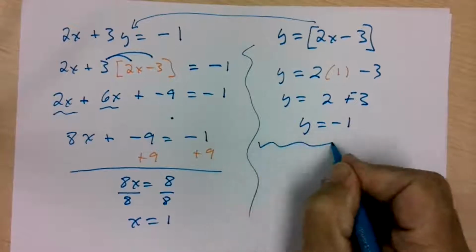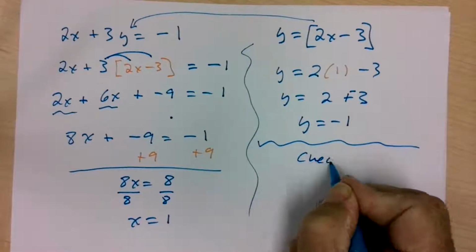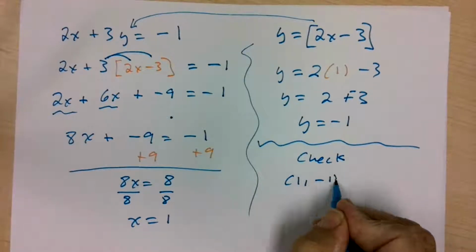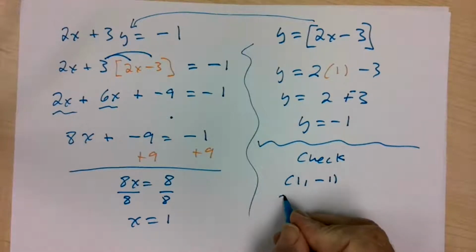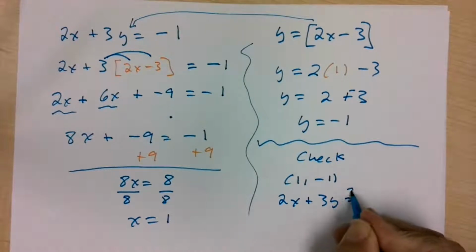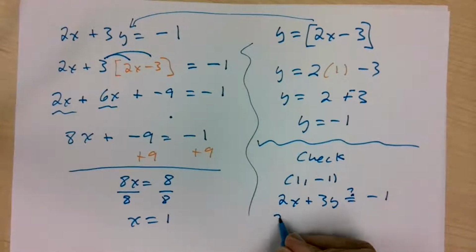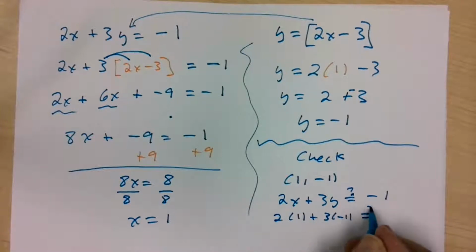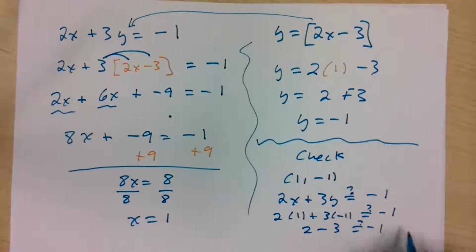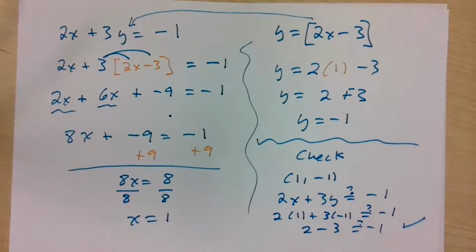Now we should check. So I have two equations. My point is x is 1, y is -1. Let's check it in the first equation. Does 2x plus 3y equal -1? 2 times 1 plus 3 times -1, does that equal -1? Does 2 minus 3 equal -1? It does. We'll call that a check.